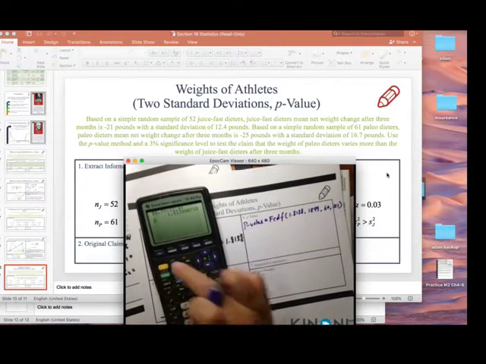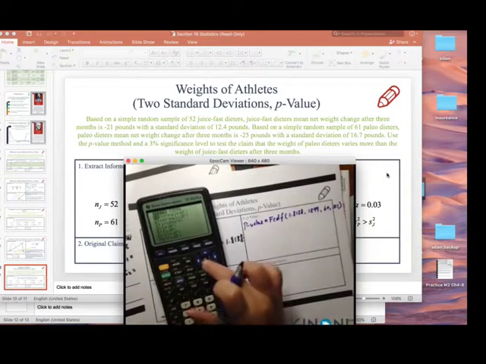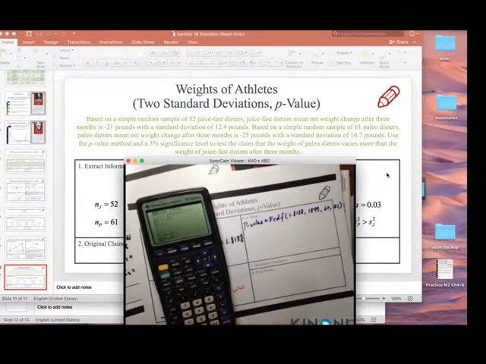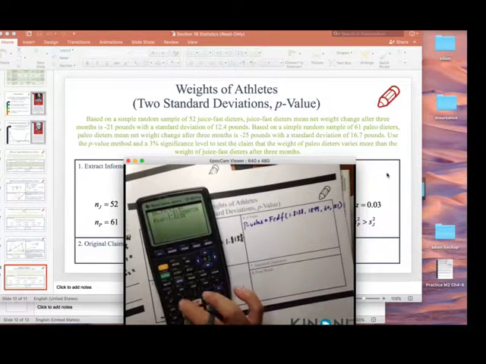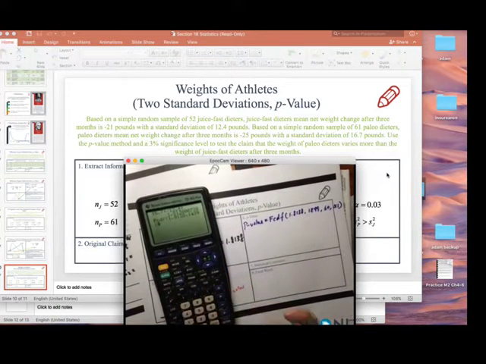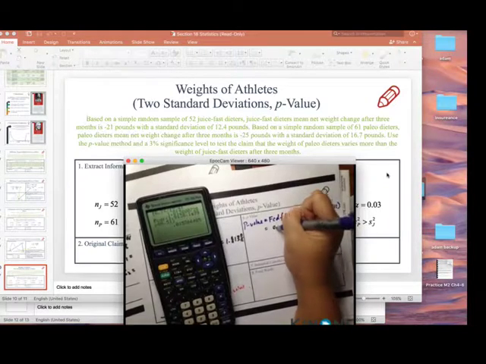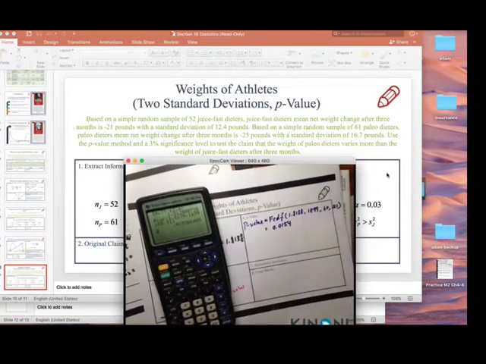Okay, calculator. In the second box, we go down to find the FCDF. Test statistic, comma, 1E99, comma, degrees of freedom of numerator, degrees of freedom of denominator. So we find the p-value equals 0.0154.